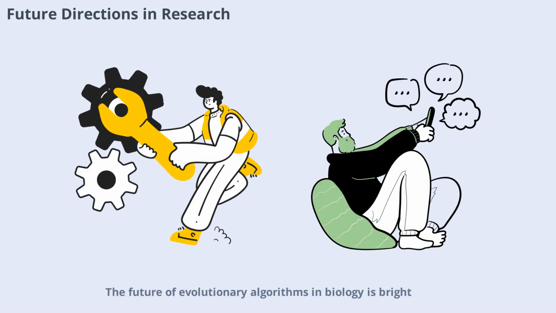The future of evolutionary algorithms in biology is bright. As computational power increases and algorithms become more sophisticated, researchers will tackle even more complex problems. Emerging areas include synthetic life, evolutionary computation in space biology, and the integration of real-time data from sensors and experiments. These advances promise to deepen our understanding of life and open new avenues for discovery.